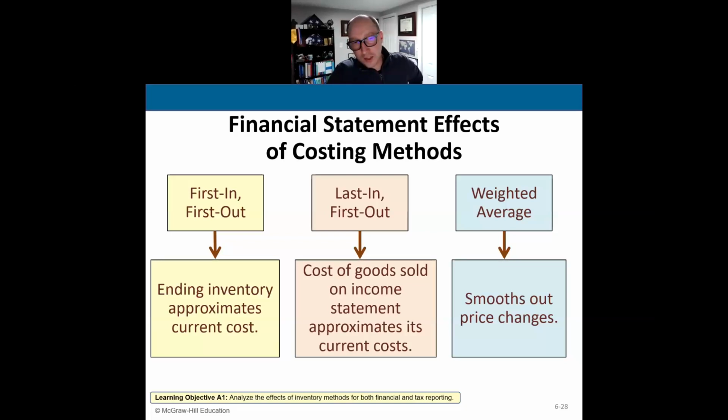Last in, first out approximates the current cost on the income statement. It's cost of goods sold. And the weighted average smooths out any price changes. So those are the benefits of using each one, right?